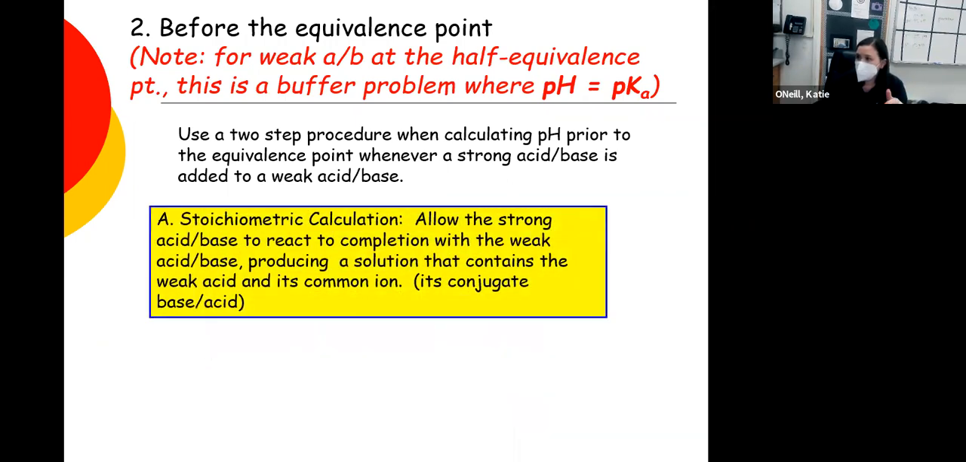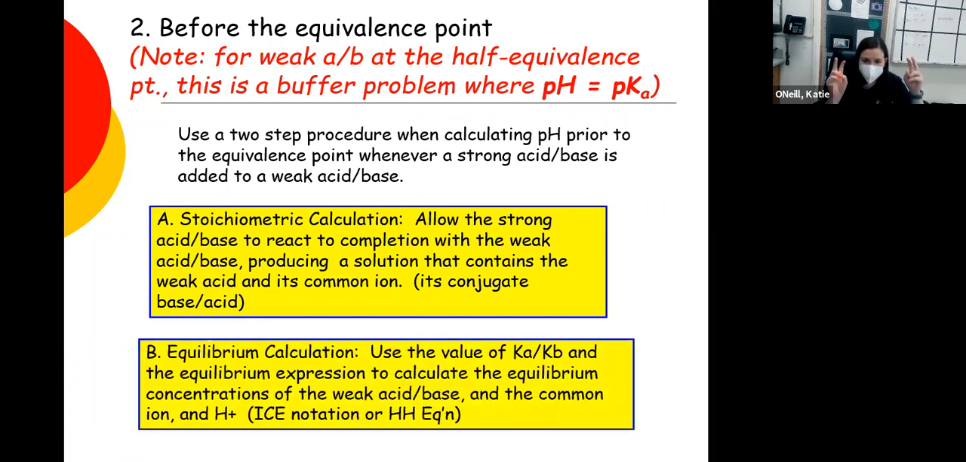So first, stoichiometry allows the acid or base to react. The strong one will be your limiting reactant. Strong limiting reactant. And then that's going to react with the weak. And so you're going to figure out how much is formed when they form the conjugates.